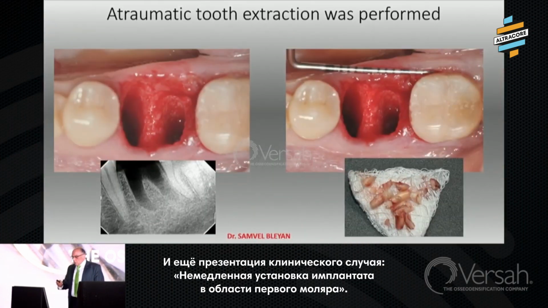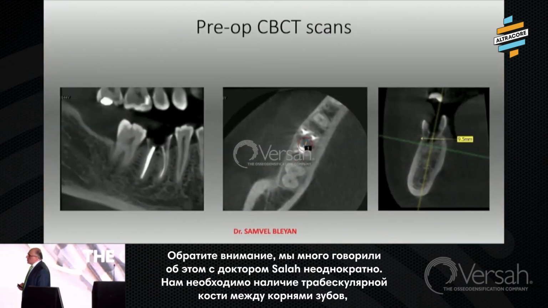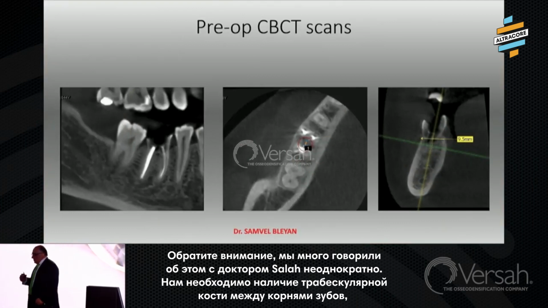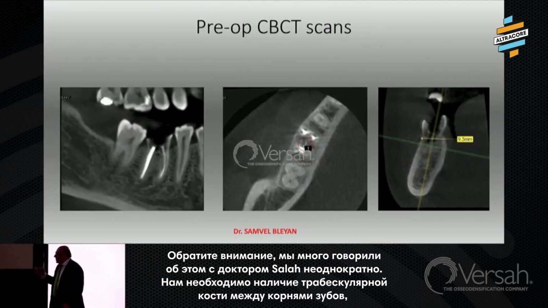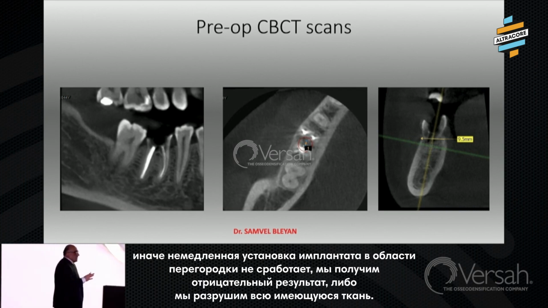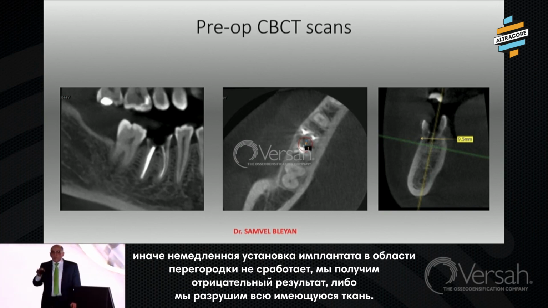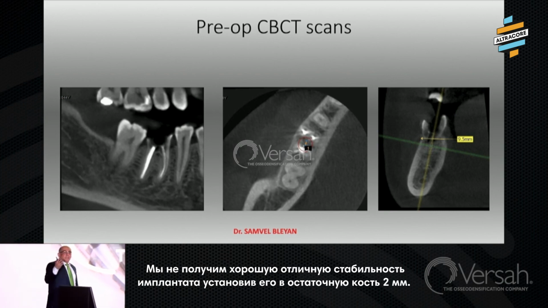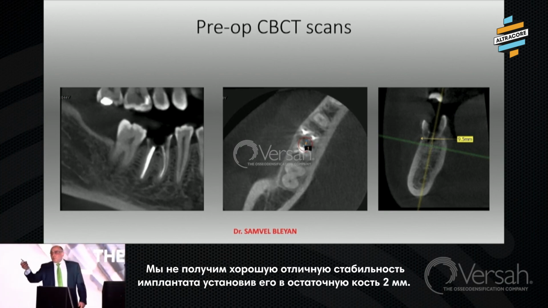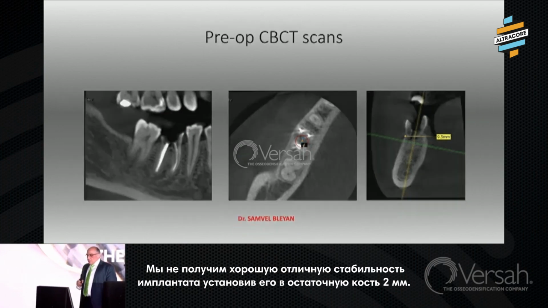I want to return to this. You have to pay attention. As Salah talked about a lot, we have to have trabecular bone in between the roots. Otherwise, this technique of immediate implant placement into the septum doesn't work. You will fail. Or you will destroy everything there and put the implant just getting initial stability due to 2 millimeters of the bone beneath the socket. Okay, just go through it.